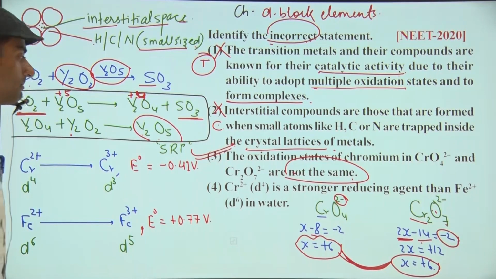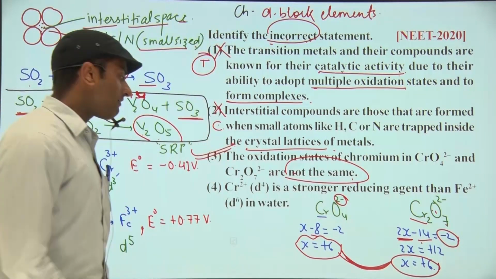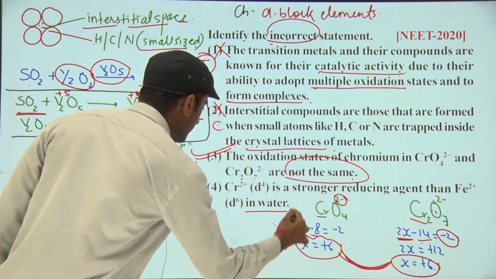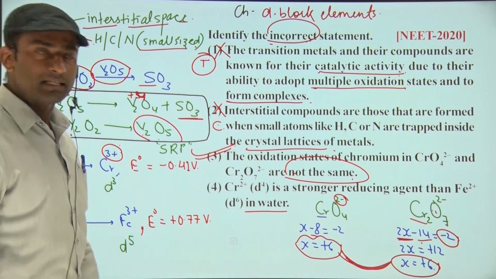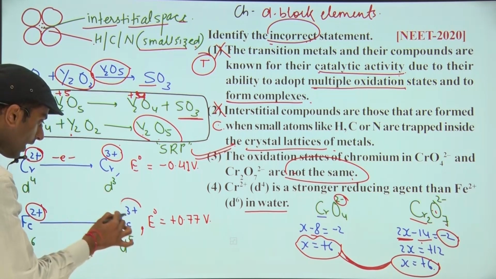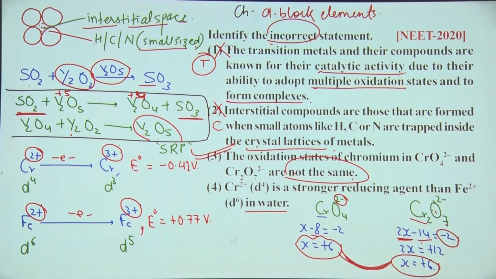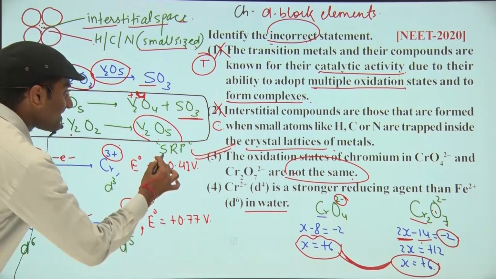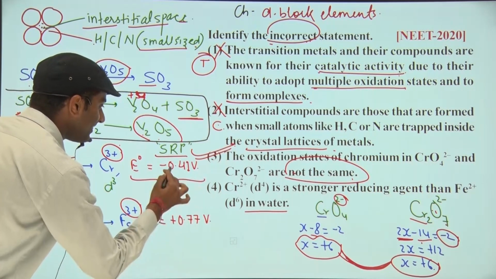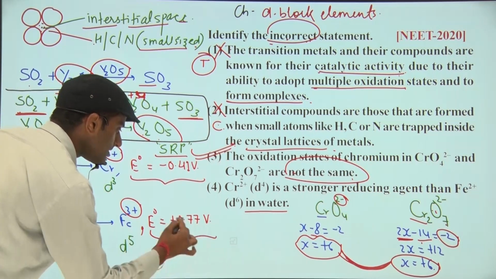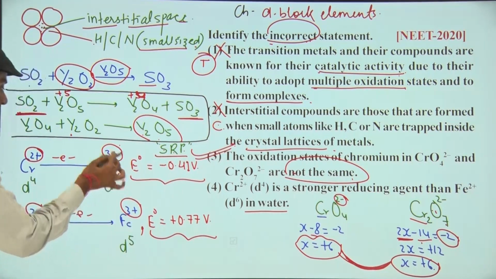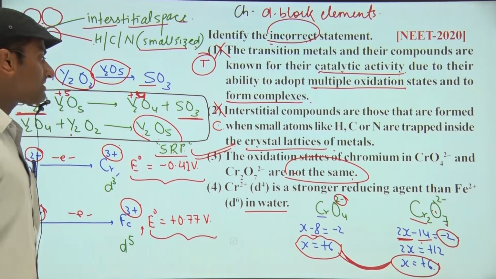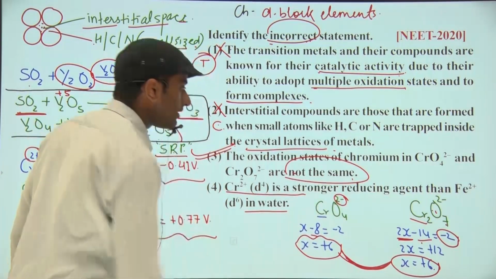Next, chromium +2 is a stronger reducing agent as compared to Fe+2 in water. Have a look here. Cr+2 after removal of an electron is oxidizing into Cr+3. Similarly, Fe+2 is oxidizing into Fe+3 after removal of an electron. So chromium is oxidizing, similarly Fe is also oxidizing. Here the value of standard reduction potential is -0.41, while here it is +0.77. The lesser the value of standard reduction potential, the more is the reducing power. So based on this value we can say yes, of course chromium is a strong reducing agent.